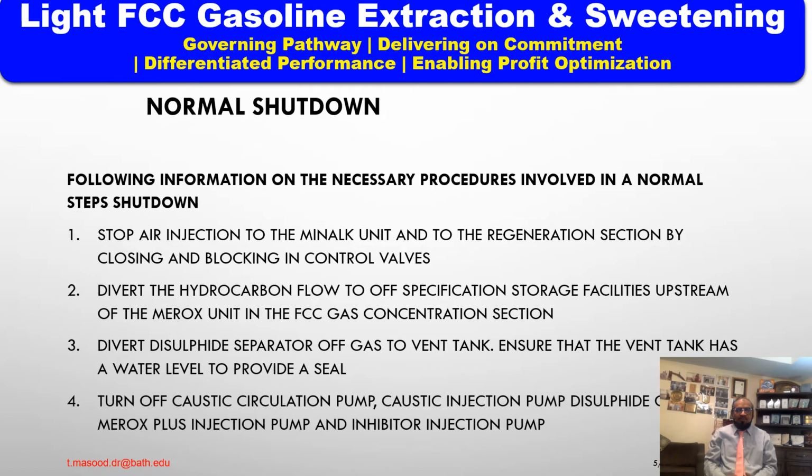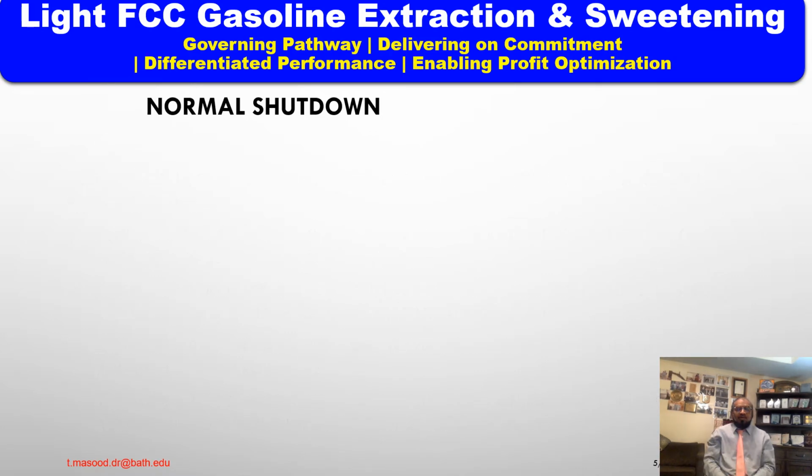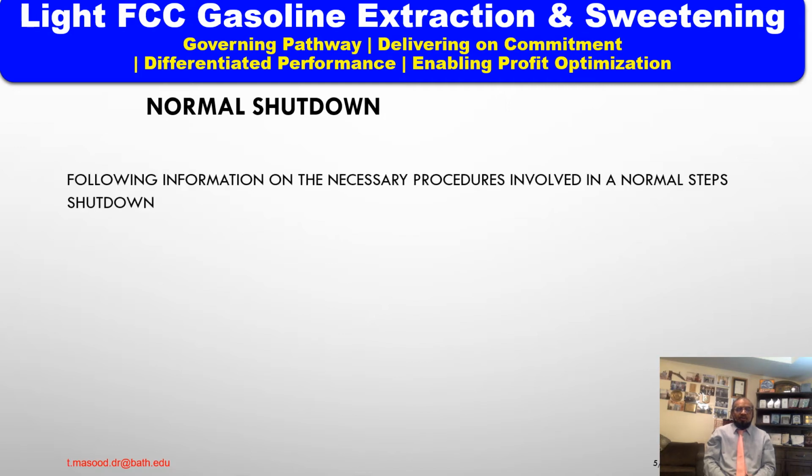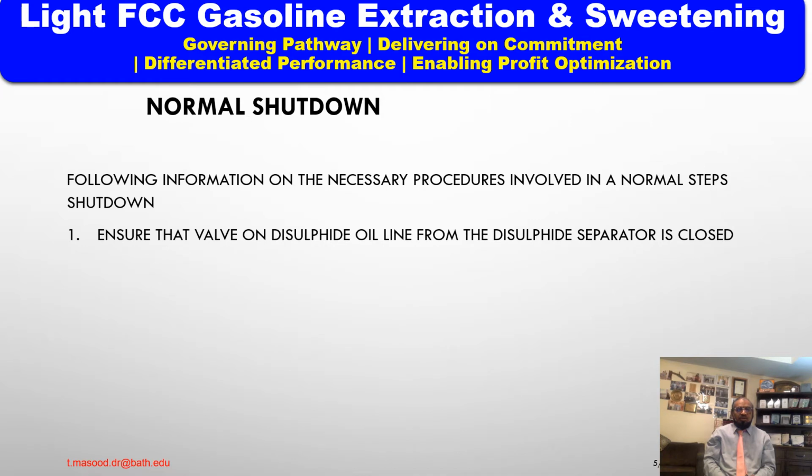Okay, number 4, turn off caustic circulation pump, caustic injection pump, disulfide oil pump, Merox plus injection pump, and inhibitor injection pumps. Second section of normal shutdown. Number 1, ensure that the valve on the disulfide oil line from the disulfide separator is closed. Number 2, stop steam flow to the caustic heater.